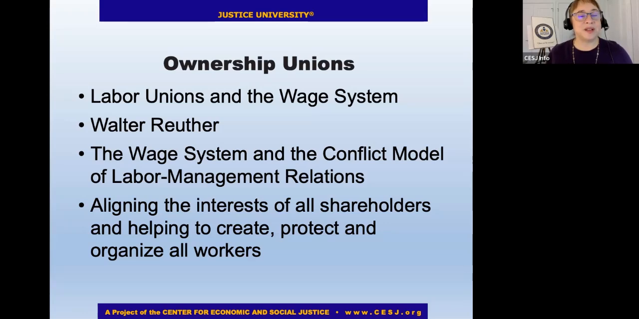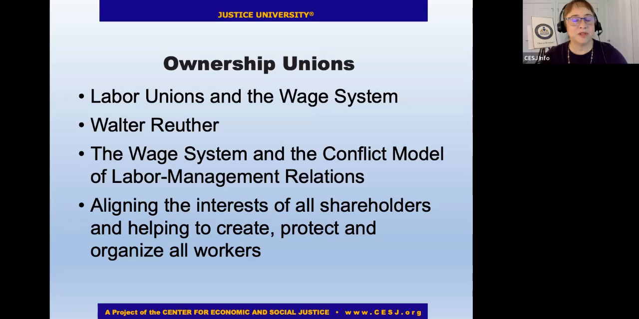And so he was a visionary, and if the rest of the labor movement had listened to him, I think we'd be in a different position than we are today. And then we're looking at also now the unions have to shift from wage system orientation to ownership thinking, so that their membership could be vastly larger than it is today.